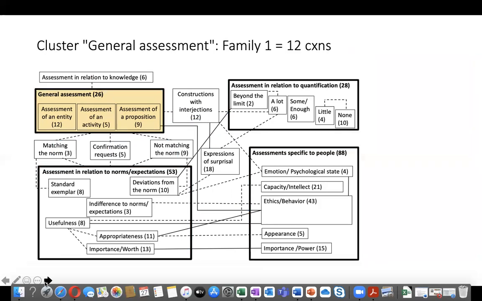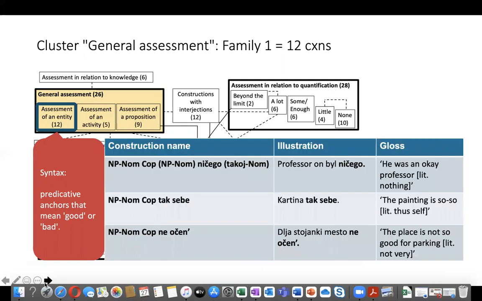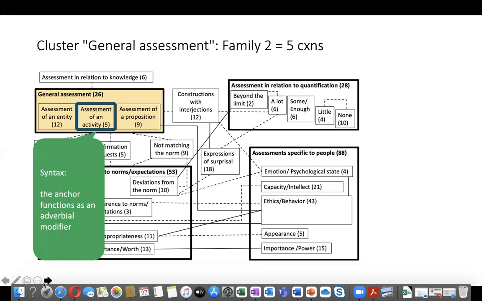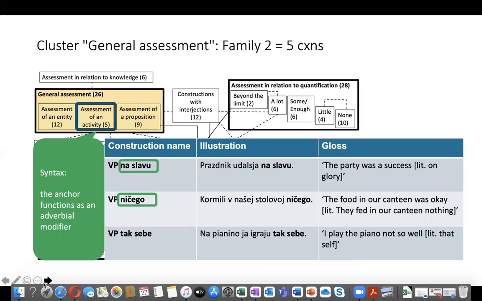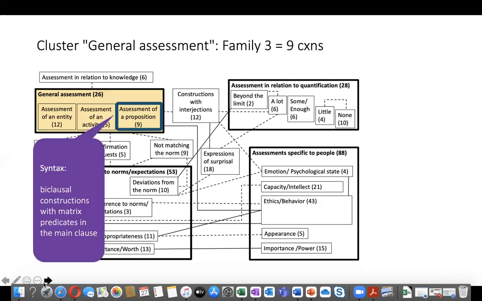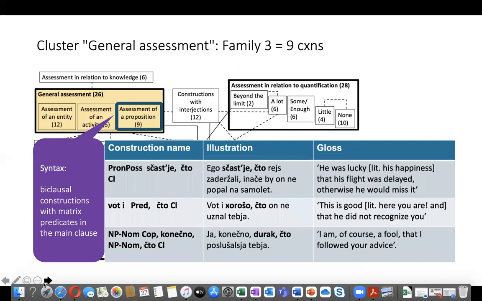General assessment is represented by 3 families. Each of them is compatible with both positive and negative polarity. First family is assessment of an entity, where the constructions mostly have predicative expressions as anchors, like ничего такой, так себе, не очень. Constructions of the second family encode assessment of an activity and have an anchor that functions as an adverbial modifier. For example, на славу, ничего, так себе. The third family consists of constructions that assess an entire preposition and represent biclausal syntactic structures with metric predicates in the main clause, like счастье, что. Его счастье, что их задержали, he was lucky that his flight was delayed.